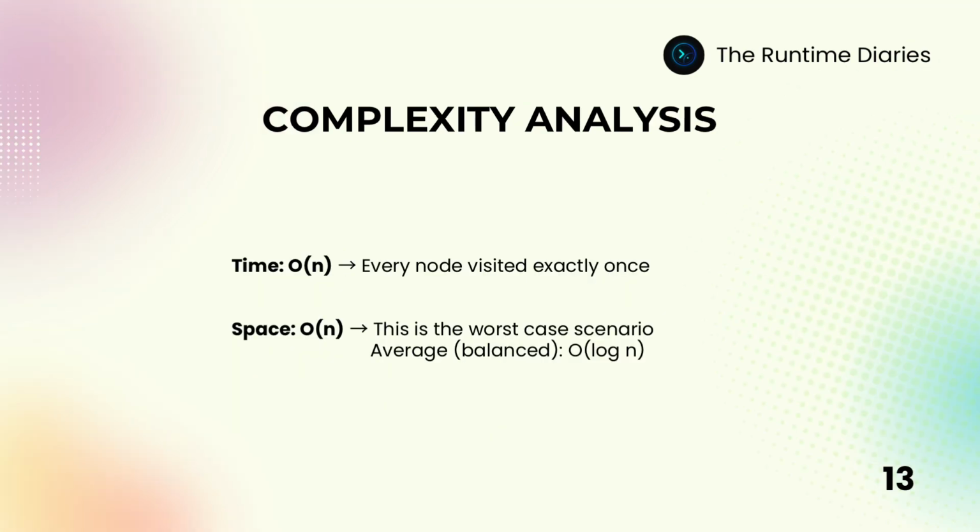Time complexity is O of n because every node is visited exactly once. Space complexity is O of h, where h is the height of the recursion stack. In the worst case with a skewed tree, this is O of n. In an average balanced tree, this is O of log n. This is optimal because you can't solve the problem without visiting every node.